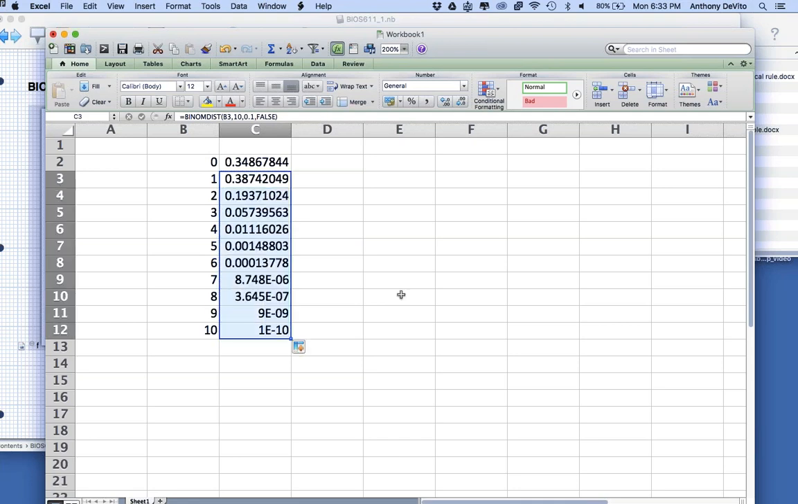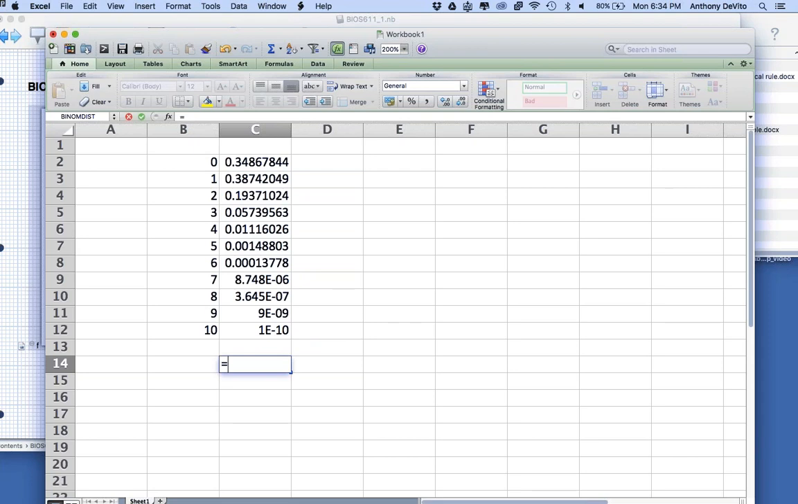Okay, there's the probability for all of these outcomes. Look at the probability for getting 10 out of 10. It's basically 10 to the minus 10th, right? It's vanishingly small, which you would probably expect. Pretty unlikely, right? So what do you think this is going to add up to if I add them up? Right, it represents all of the possible outcomes. It's exhaustive. Sure enough, it adds up to 1.